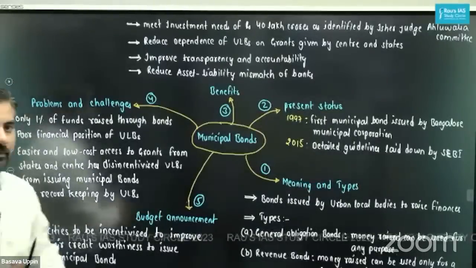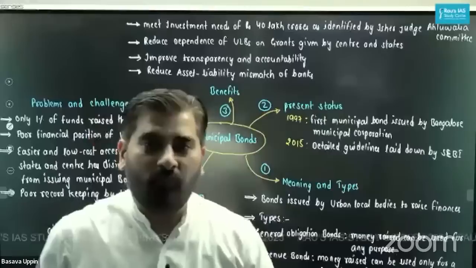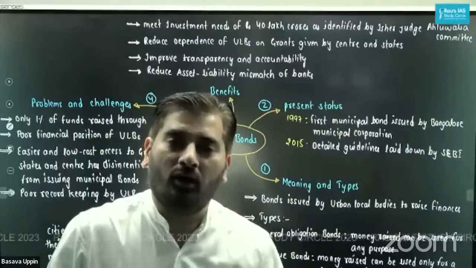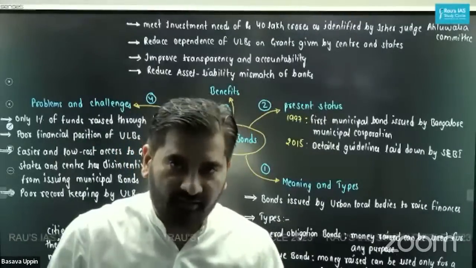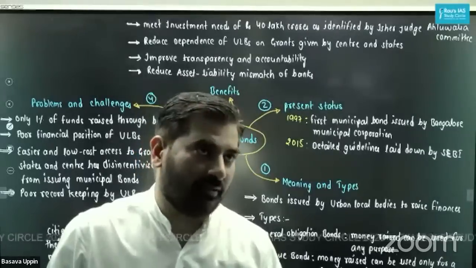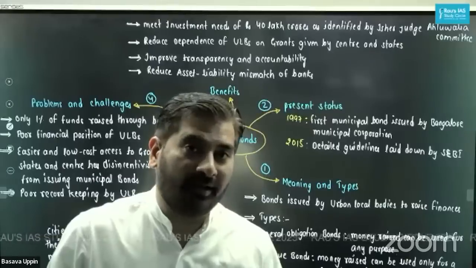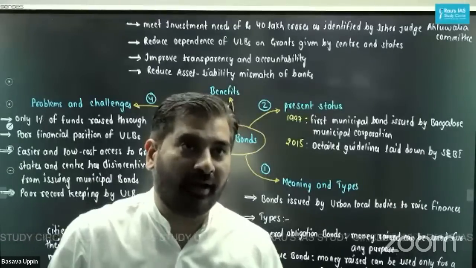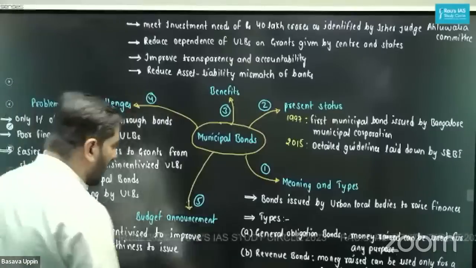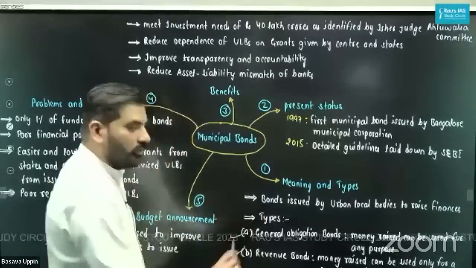So you can see here, with respect to municipal bonds, as the name suggests, the municipal bonds are the bonds which are going to be issued by municipal corporations or urban local bodies in India in order to finance their expenditure. So just like how you have corporate bonds issued by corporate entities, you'll have municipal bonds issued by the urban local bodies. The municipal bonds are of two types: general obligation bonds and revenue bonds.